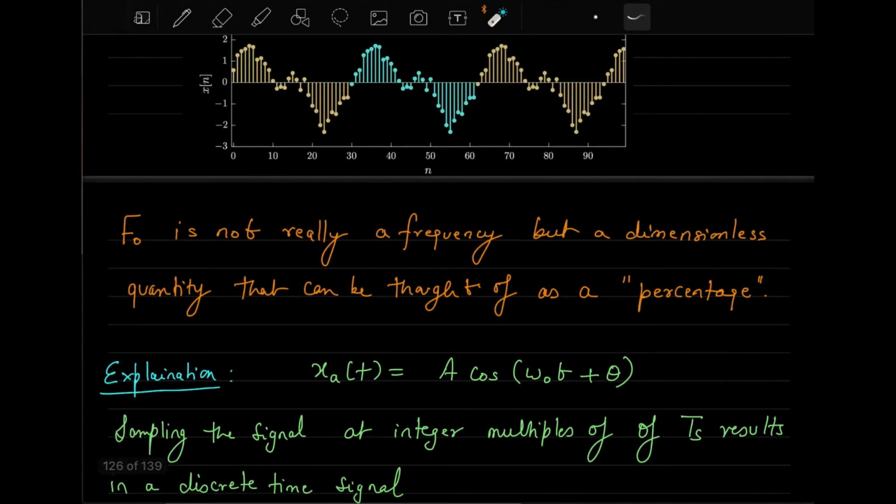So here, f0 is not really a frequency, as I was discussing earlier. f0 is not really a frequency, but it's a dimensionless quantity and can be thought of as a percentage. So we will see what kind of percentage we are talking about. Let us see more about this f0 which we are discussing.